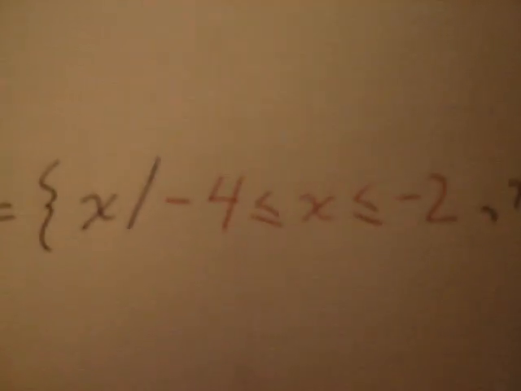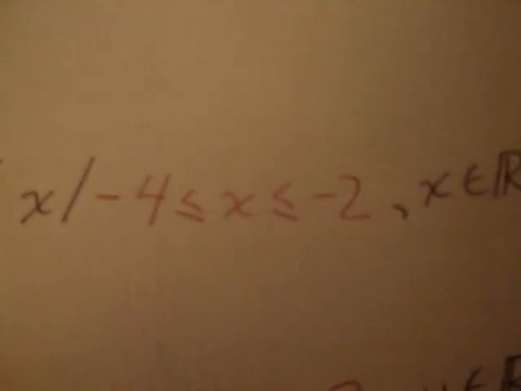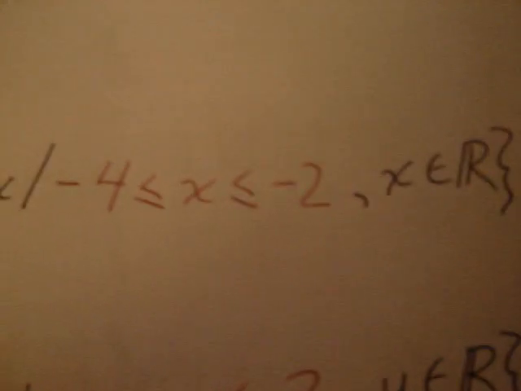So we ask ourselves, like we did in the first week of school, if I had to describe this in set notation, how would I describe it? Well, the horizontal component appears to be everything from -4 to -2 inclusive, so we simply write that the domain is the set of all x's such that -4 is less than or equal to x less than or equal to -2, and x is an element of the reals.